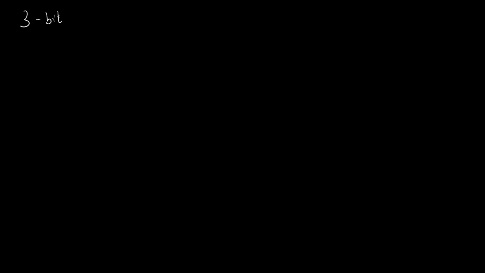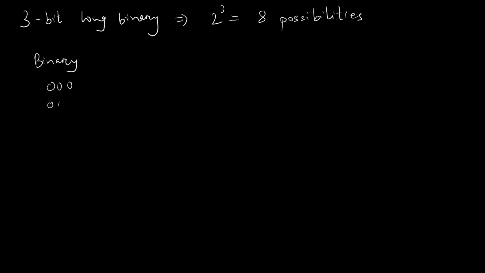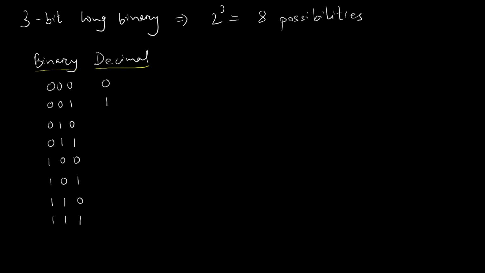Say we are interested in representing unsigned numbers using a 3-bit long binary number. We can represent 2 to the power 3, that is 8 unique numbers, with 3-bit binary numbers. The 8 binary sequences range from 000 to 111. 000 is used for representing decimal 0. 001 is used for representing decimal 1. 010 for decimal 2. 011 for 3. 100 for 4. 101 for 5. 110 for 6 and 111 for decimal 7.